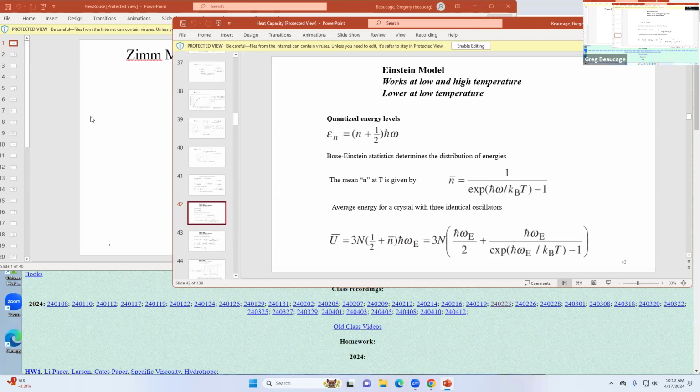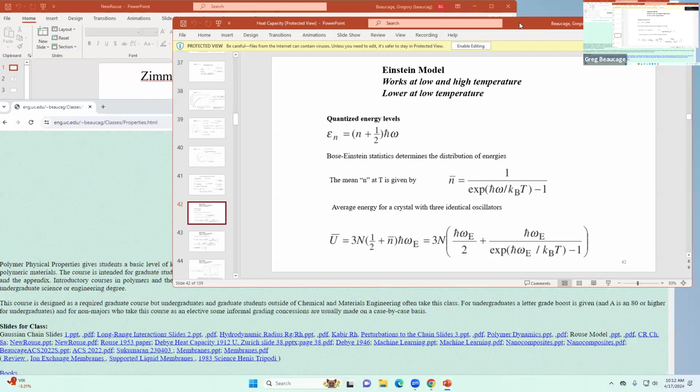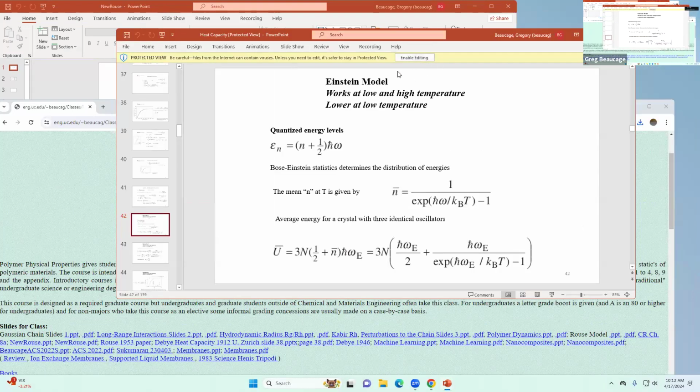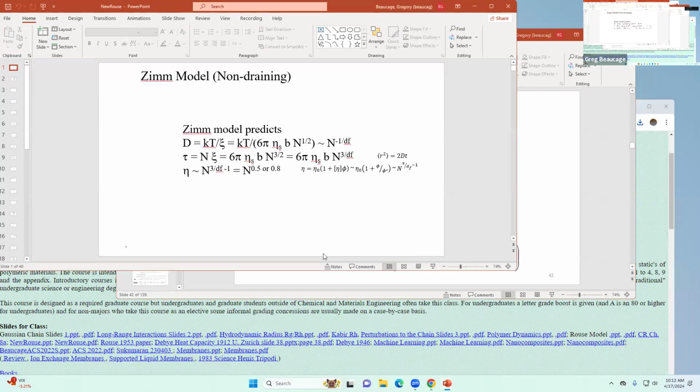So anyway, I wanted to go through some stuff from rheology that didn't get covered by Casey. So you see in the books the hydrodynamic effect. That's one thing, and then the draining versus non-draining, and you'll see Zimm versus Rouse. So basically, those are all different ways to talk about the same thing.